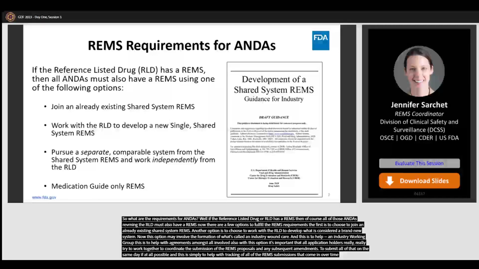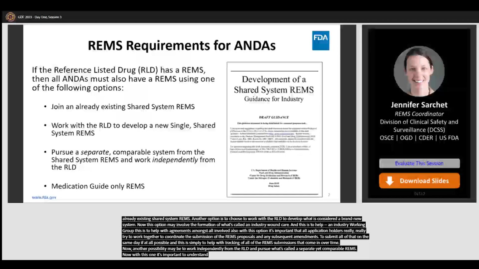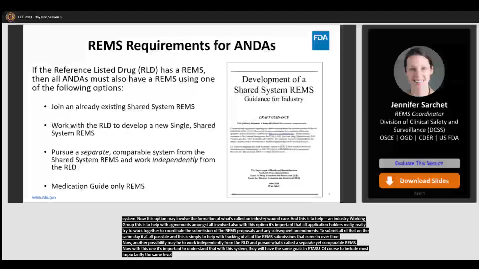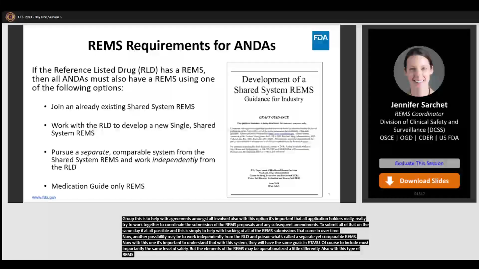Now another possibility may be to work independently from the RLD and pursue what's called a separate yet comparable REMS. Now with this one, it's important to understand that this system will have the same goals and ETASU, to include most importantly the same level of safety, but the elements of the REMS may be operationalized a little differently. Also with this type of REMS system, it may be an ANDA-only system or may include other ANDAs. And now the last option is much less common and applies to a medication guide-only REMS.